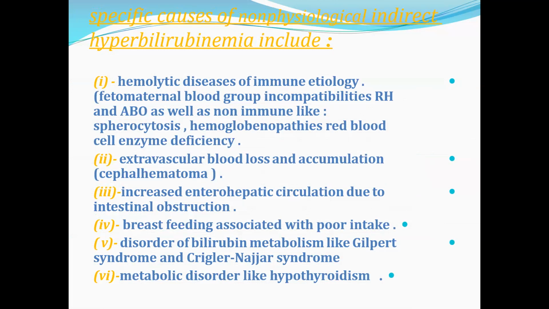Here we can talk about important non-physiological causes of indirect jaundice. Hemolytic, of immune etiology, like fetal-maternal blood group incompatibility and Rh, and non-immune, like spherocytosis, hemoglobinopathies like alpha thalassemia, or red blood cell enzyme G6PD deficiency as an example.